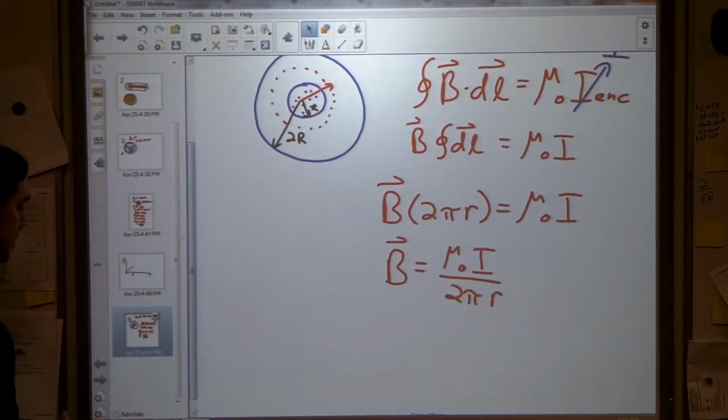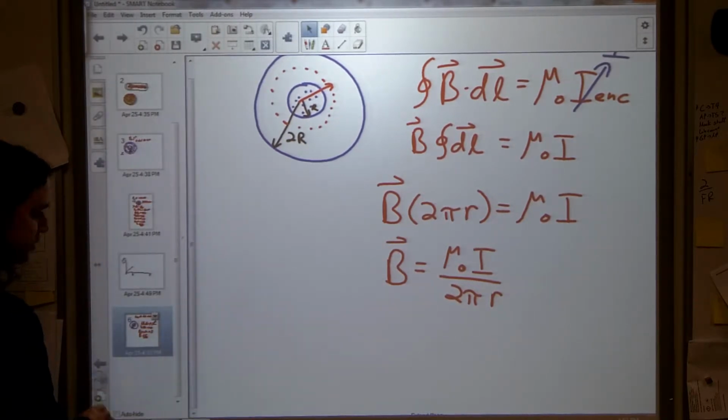All right, we have something that drops off as 1 over r. It's a linear drop off. So let's see what happens in the next region.